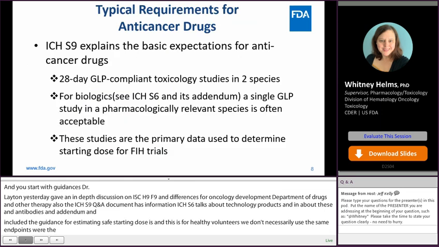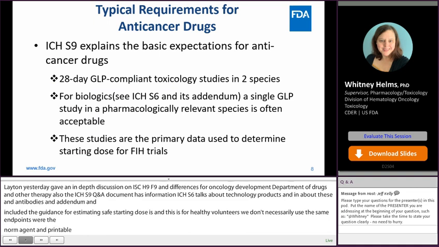So, as I said, ICH S9 explains the basic expectations for anti-cancer drugs. Usually you have 28-day GLP-compliant toxicologies in 2 species to support the development of a small molecule. For biologics, you'll have a single GLP study in a pharmacologically relevant species because often there's not an acceptable or pharmacologically relevant second species.